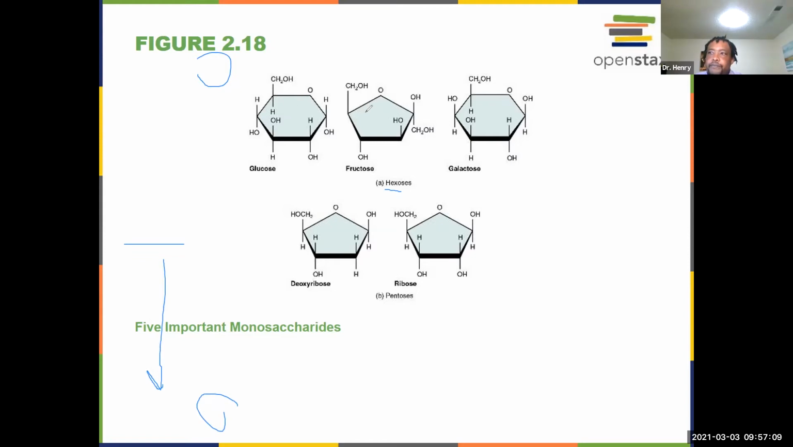This guy is a 5-ring carbon, but it's still considered a hexose because it has 6 carbons associated with it, where this guy has 4, 5, 6. So they all have 6. I'm sorry. So this guy actually should not be a hexose. It should be a pentose. Okay.